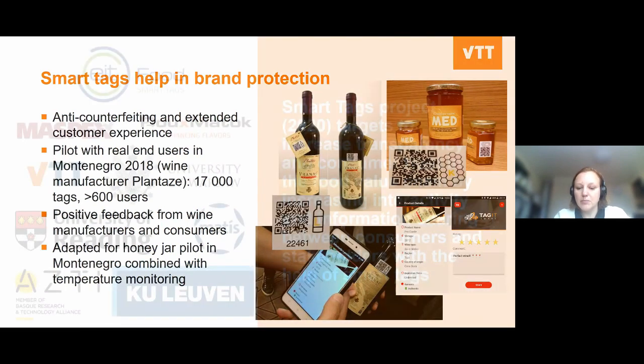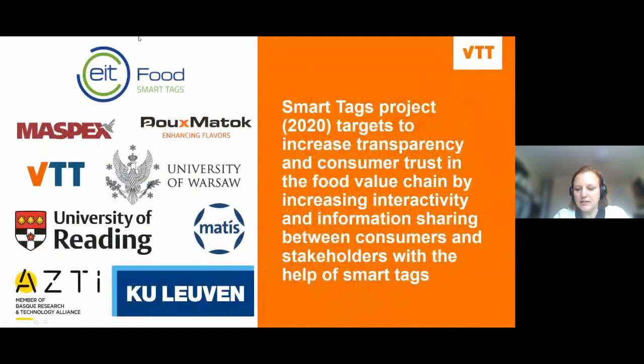And after Tag It Smart, we have continued with smart tags in this EIT Food project last year. So there we investigated what kind of benefits and value to end users, that included also consumers, can see in this smart tag technology. We tried to define what are their expectations and to which product categories the smart tags could be the most suitable ones.